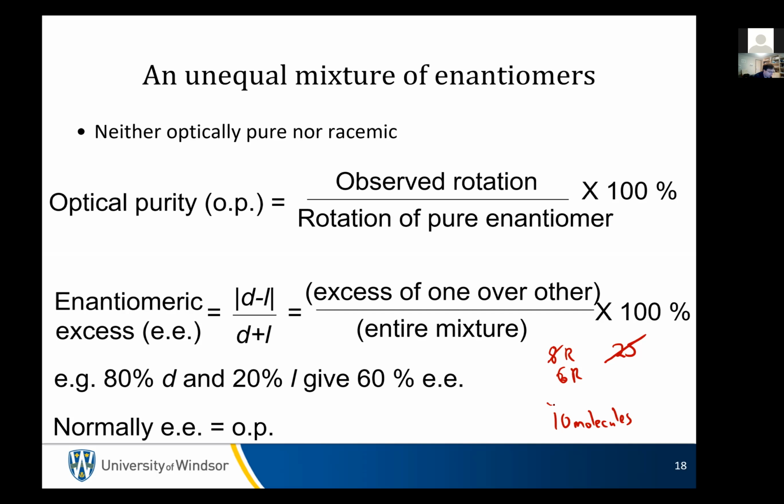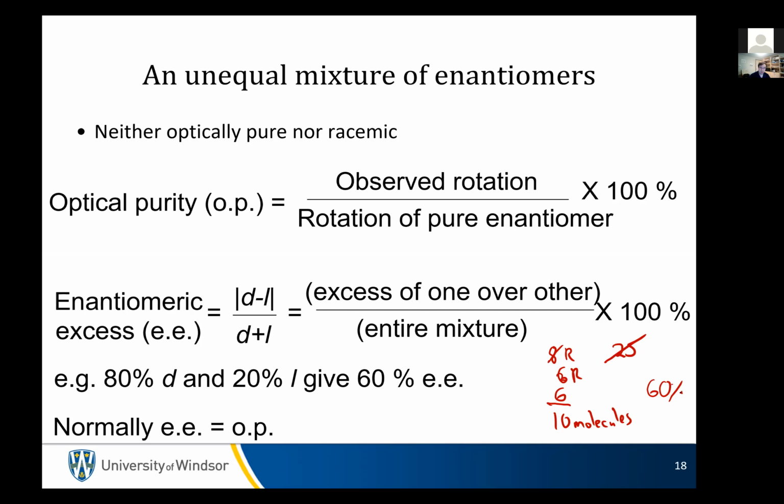And so it looks like you're going to get 60% of the expected rotation. So if normally I rotated by 100 degrees for pure R, if I rotate by 60 degrees only, then I've got a 60% enantiomeric excess. I know that I'm getting 60% of that total rotation.